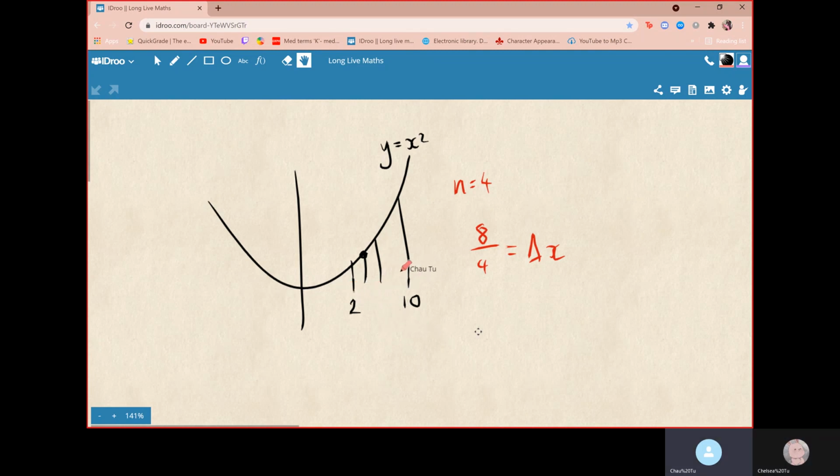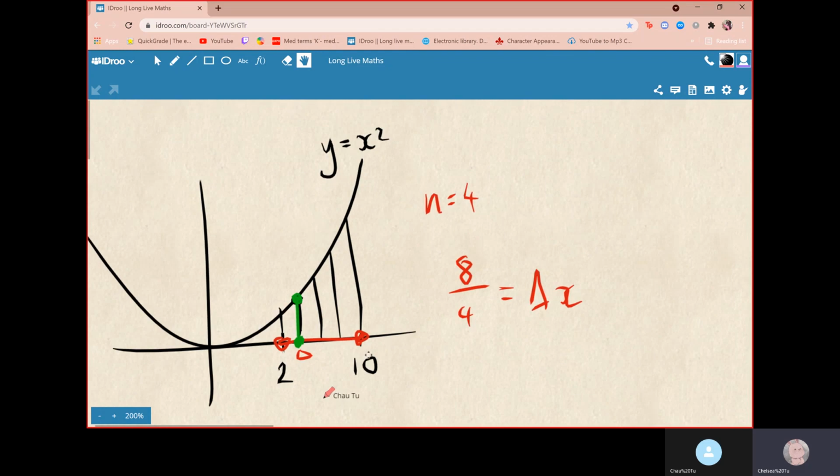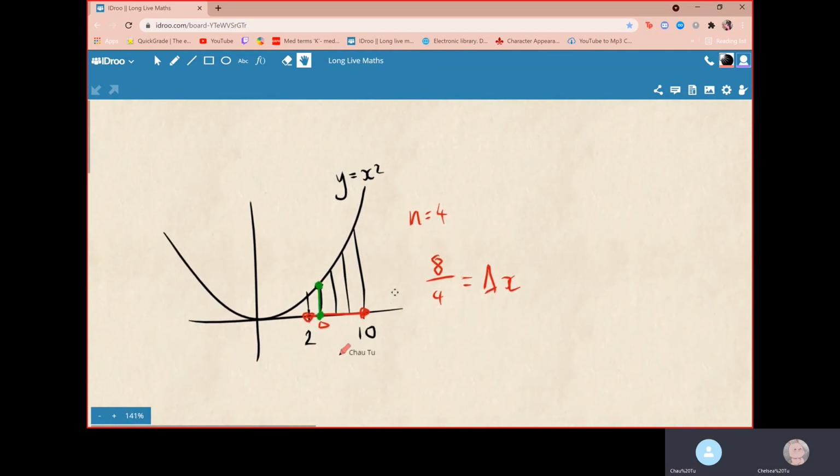So we know the width is 2. What is this x location right here? Because I want to know this green length now. What's this green height? You've got to somehow work out that green height. The width is 2. The height is, let me think. It's 4. Yeah, the height is 4. Is it? No.